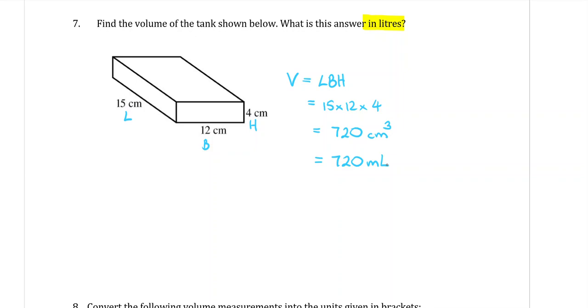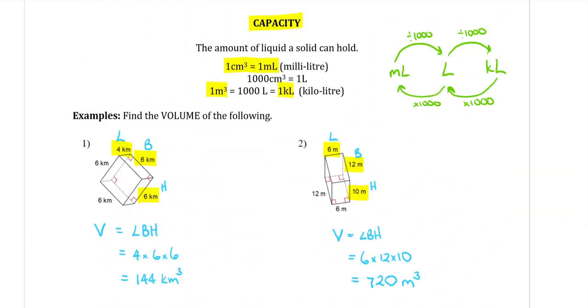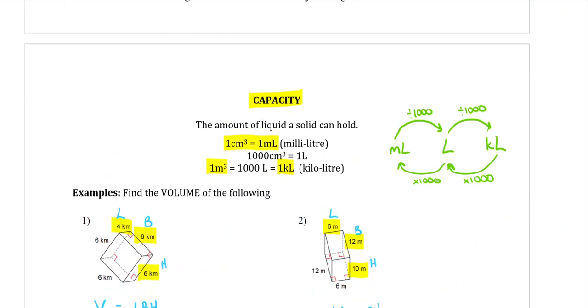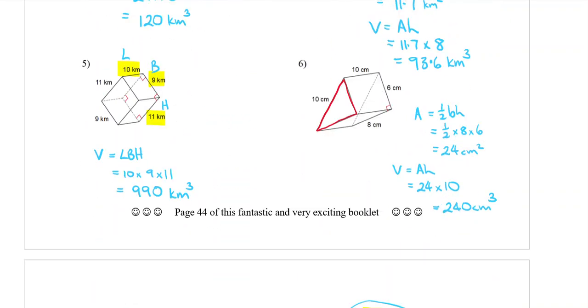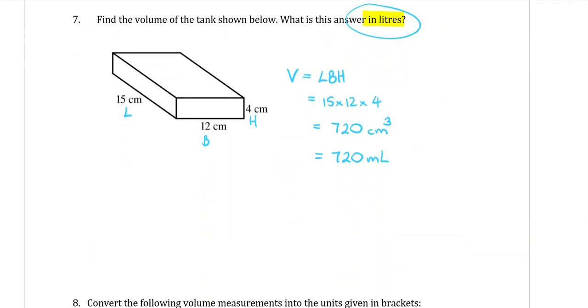Now it's a capacity, but it's not the capacity unit that I want. I want litres. So how do you change from millilitres to litres? And I drew this diagram way back here for you. Millilitres to litres, you follow the arrow, divide by 1,000. So at the end of this, you go divide by 1,000.